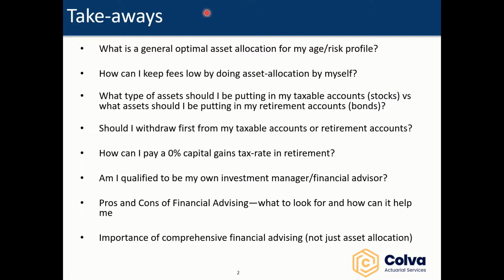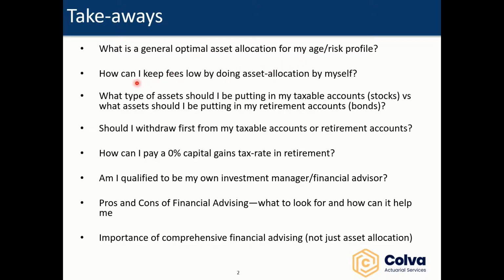So again, I really like to start off presentations by starting with the takeaways. What really, at the end of this presentation, should you be able to take away from it, from your knowledge? And the first one is basically, what is a general optimal asset allocation for my age and risk profile? And when we talk about asset allocation, we're really talking about what percent of my portfolio should be in bonds and what percent should be in stocks, and how that kind of allocation changes over time.